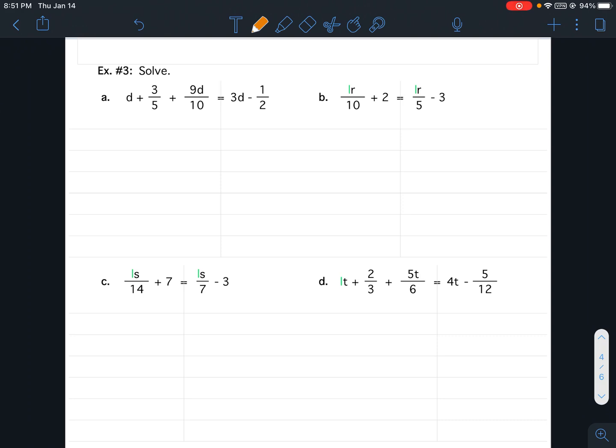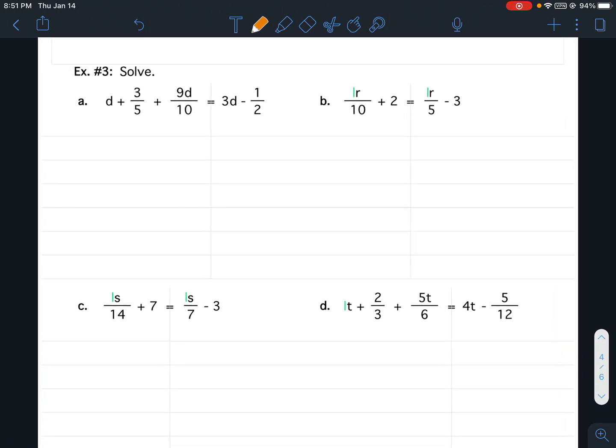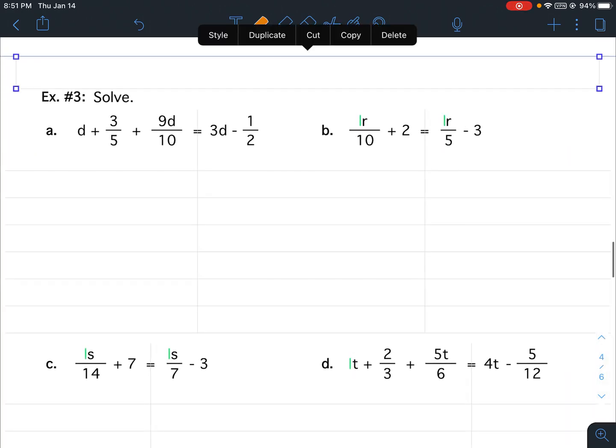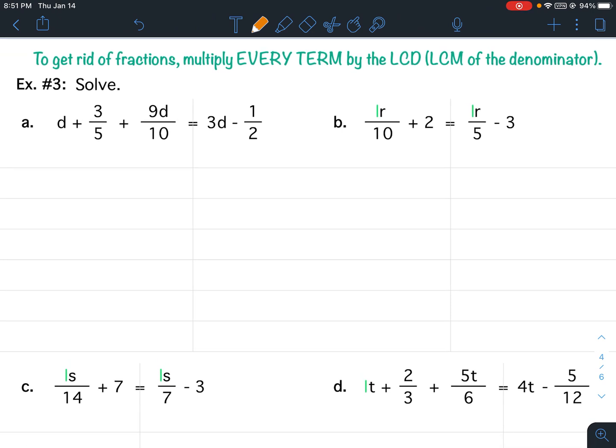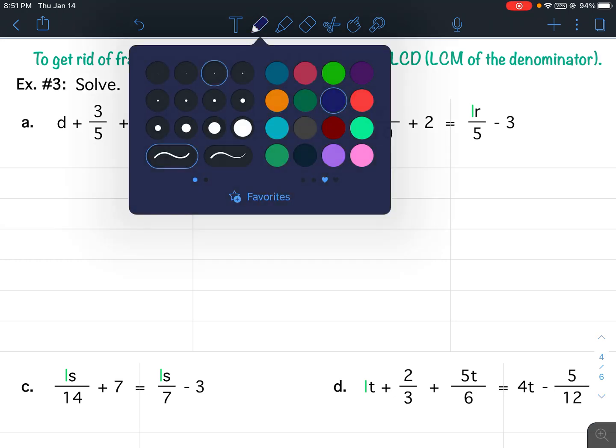And usually when I ask that question, I always get the same answer, and that is the fact that there are fractions. Well, I'm going to teach you an easy way to do these problems and not have to worry about the fractions. So, at the top of your page, above number 3, I want you to write this down. To get rid of fractions, multiply every term by the least common denominator, which is the LCM, the least common multiple of the denominator. So, write that down.